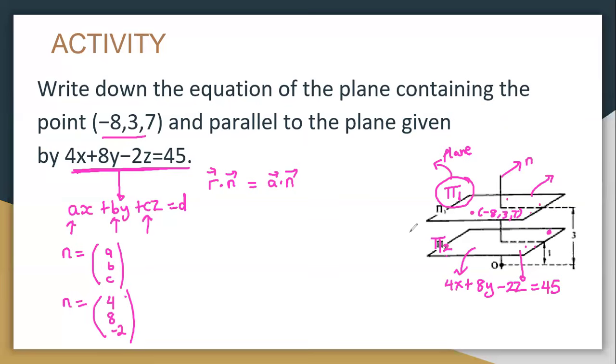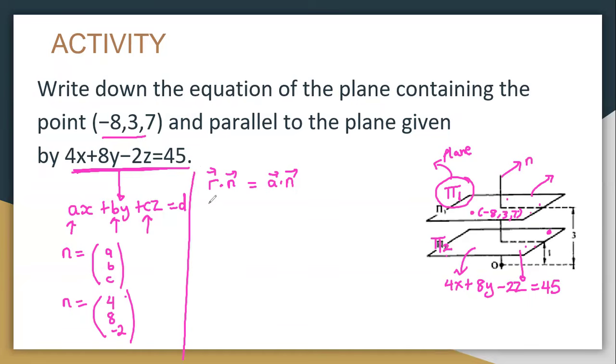And this normal here is going to be the same normal for the second plane, since those planes are parallel. So any vector that is perpendicular, that is normal to the first plane, will be the same vector that is normal to the second plane. So what are we going to do?